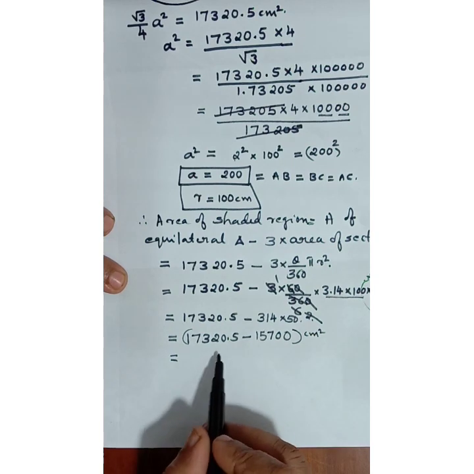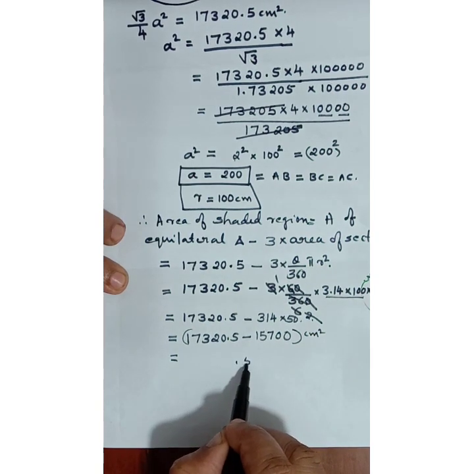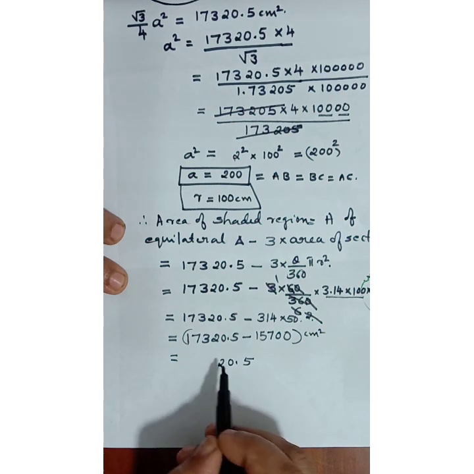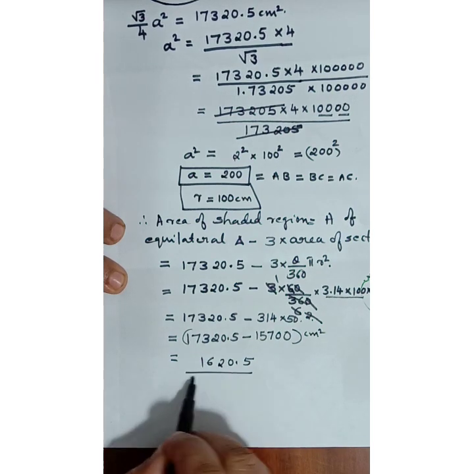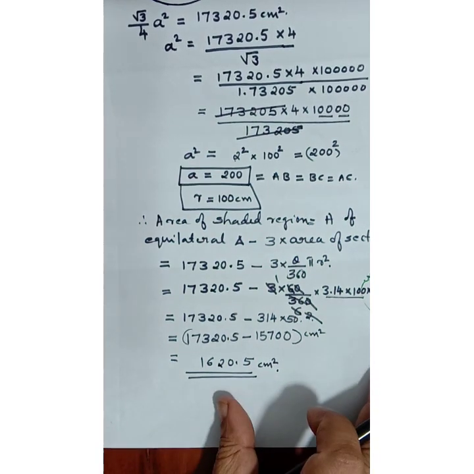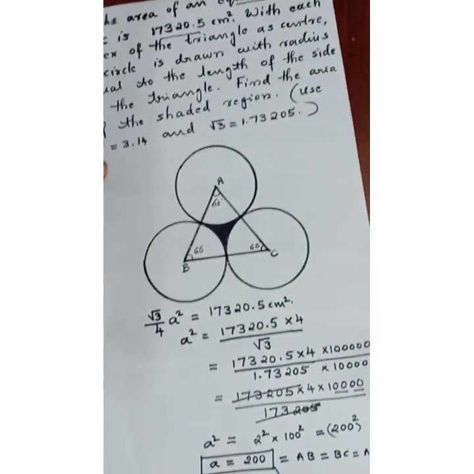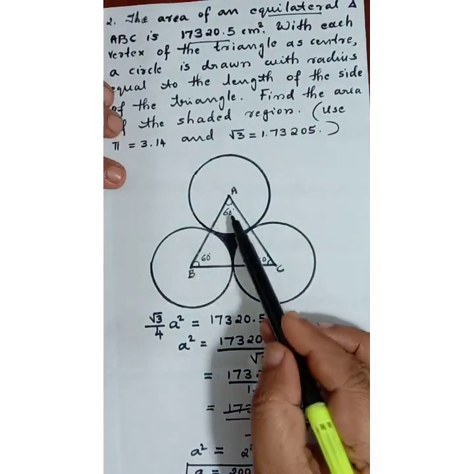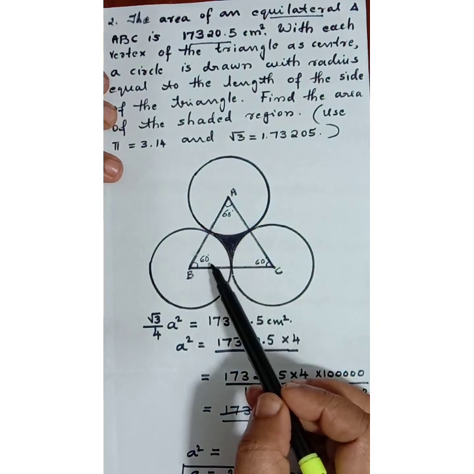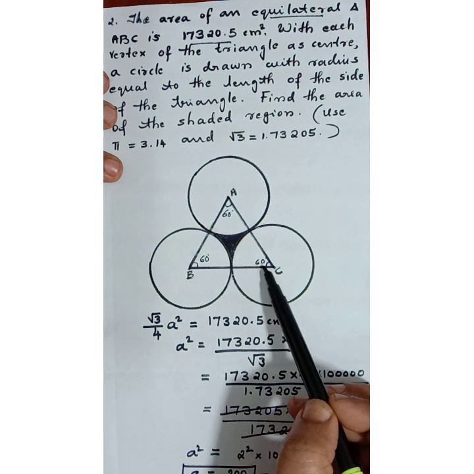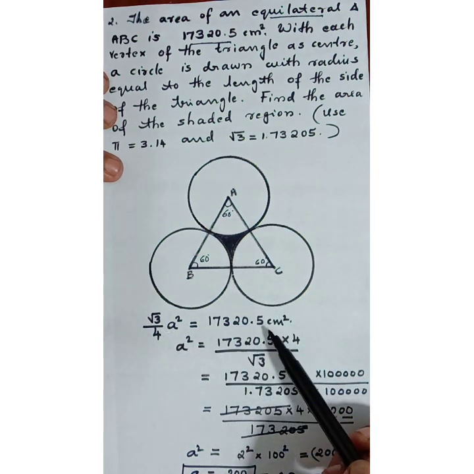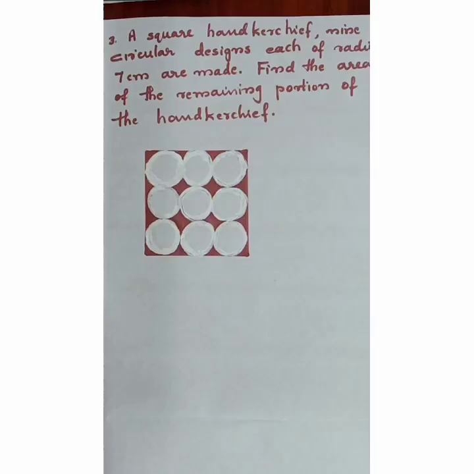What do we get as answer? You have to do the subtraction. 1,620.5. So many cm square. That is the area of the shaded region. Hope you understood. Here we are considering equilateral triangle from which we are subtracting 3 sectors. So for getting the sectors radius, we have used the formula √3 by 4 a square is equal to area of the equilateral triangle.